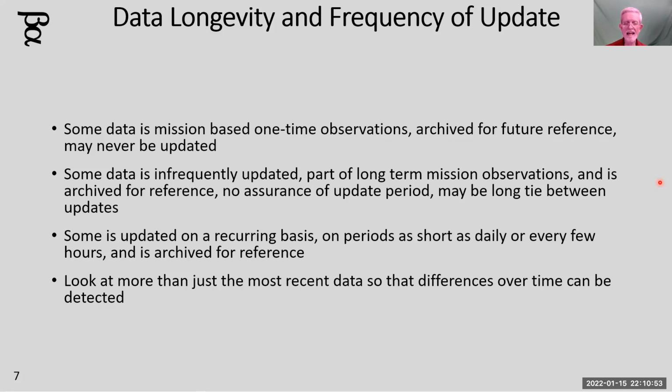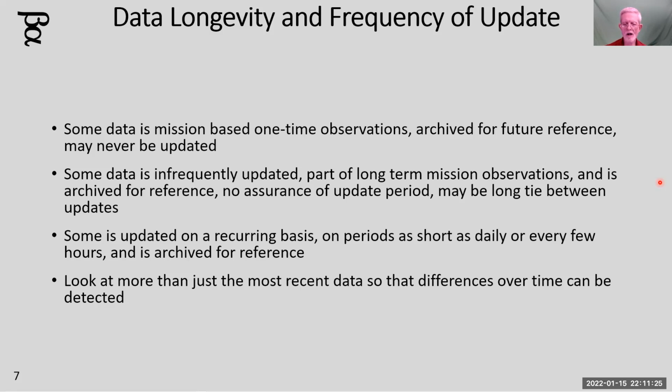Some data is infrequently updated. So if you're part of a long duration mission and you only upload data once every 30 days, like Kepler did, the Kepler spacecraft, it would gather and munge data, and then about every 30 days it would get close enough to Earth that it would spew out its guts of data, and then they would update the data archives on Earth. And when it stopped doing its observing, then they no longer had periodic updates.